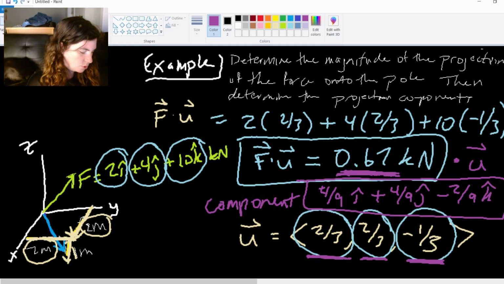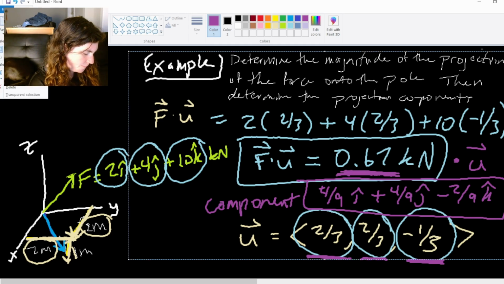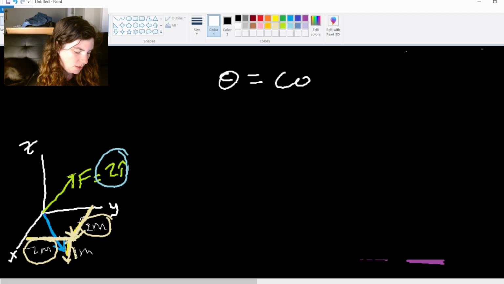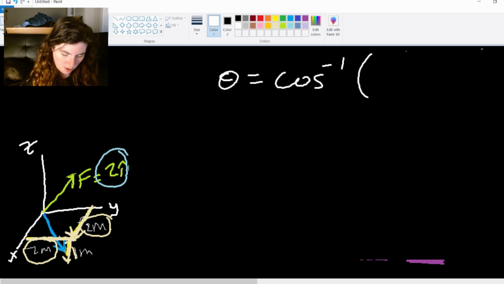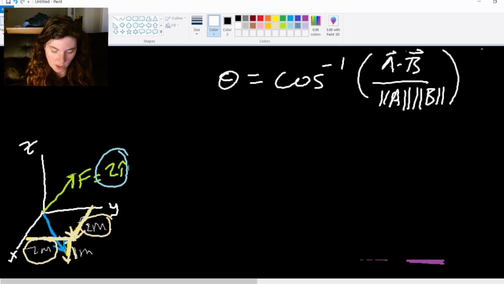So let's write down those shortcut equations really quick. Those shortcut equations that you can use that are going to be really helpful are that the angle between them is the inverse cosine of the dot product A dot B over the magnitude of A times the magnitude of B. This is one really handy shortcut.